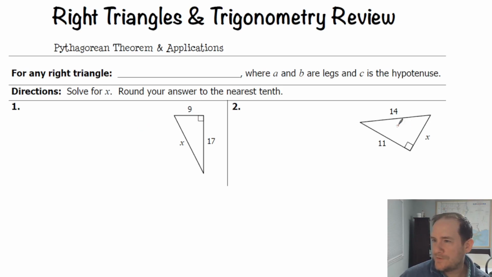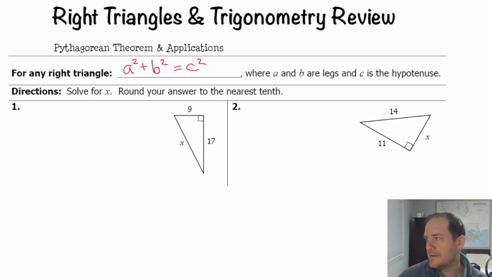So here goes. Starting at the top, there's a blank here. It says for any right triangle, blank, where A, B, and C are legs and C is the hypotenuse. So here what they're going for is the Pythagorean Theorem. We're not hopping into trigonometry yet. There's no sine, cosine, tangent. First thing we're doing is just the Pythagorean Theorem, which says a squared plus b squared equals c squared.